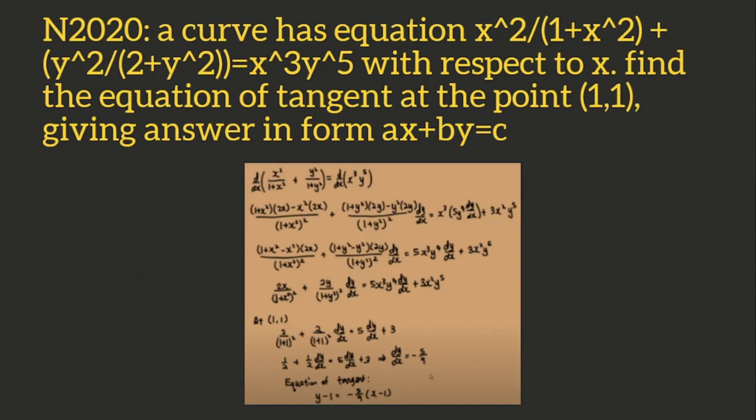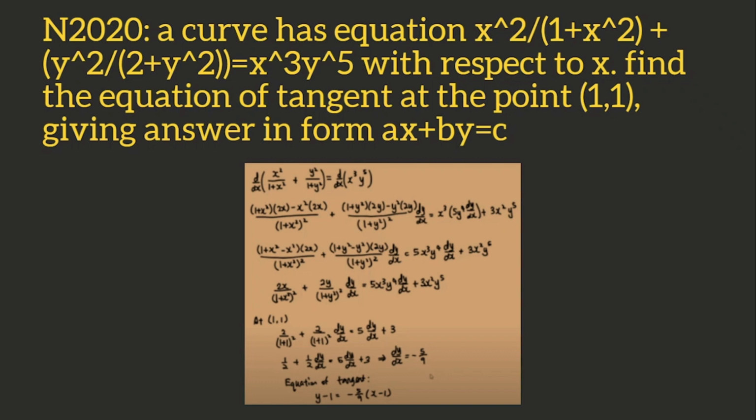Lastly will be the A-level 2020 question. A curve has the equation x squared over 1 plus x squared plus y squared over 2 plus y squared equal x power 3 y power 5 with respect to x. This is essentially something similar to the equation of conics, like an ellipse, a hyperbola, parabola.